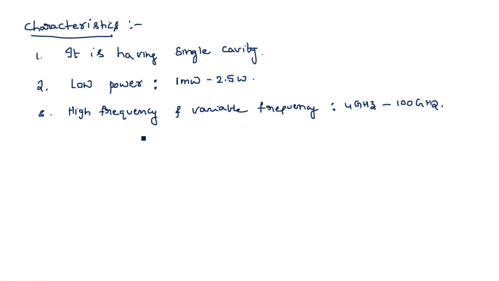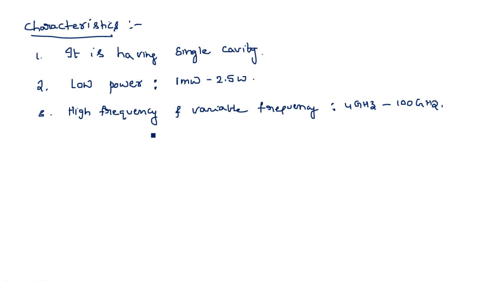Can you think how the frequency can be changed? Of course, we can assume that the reflex klystron produces high frequency as it is a microwave device. That is fine. But how can the frequency be varied using this device?